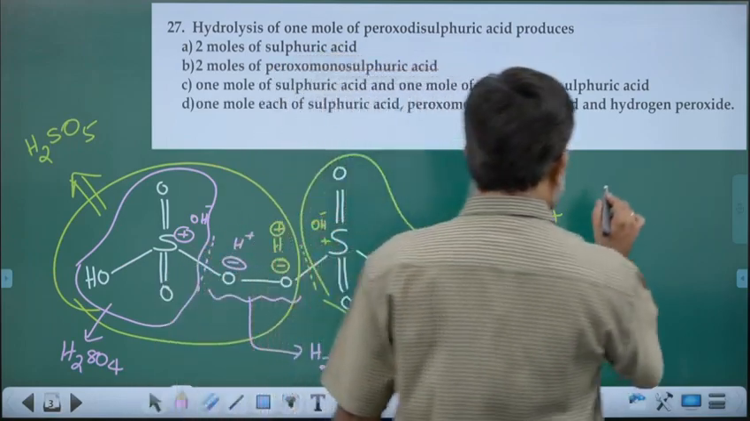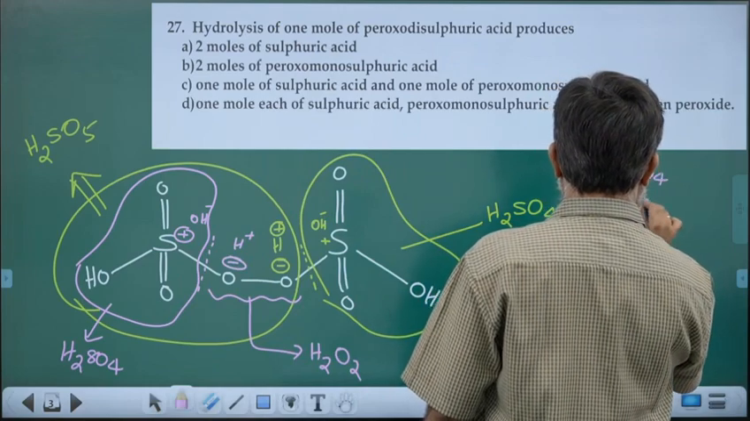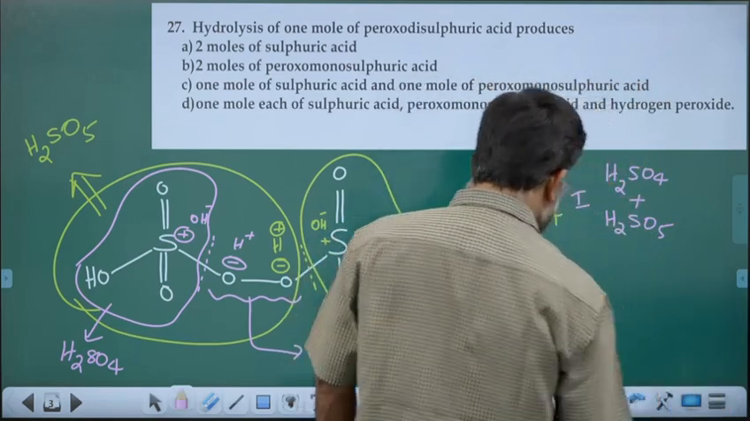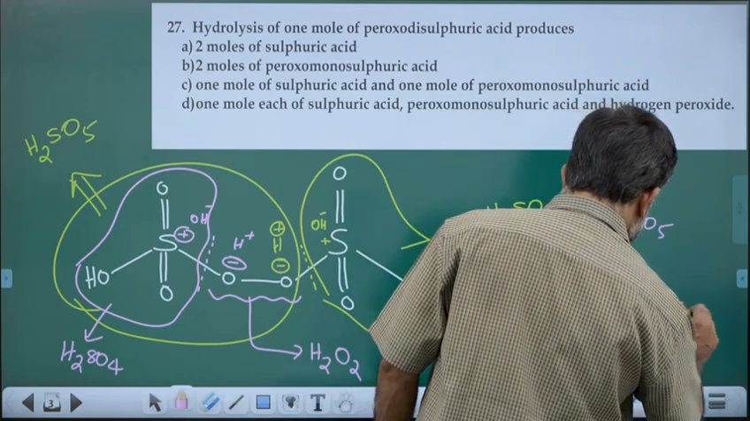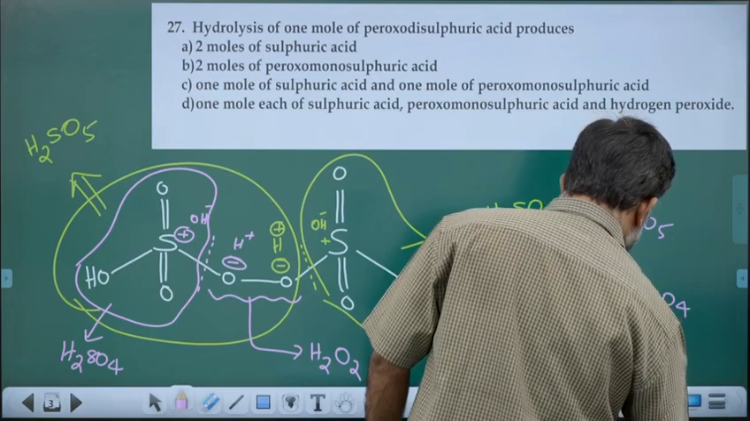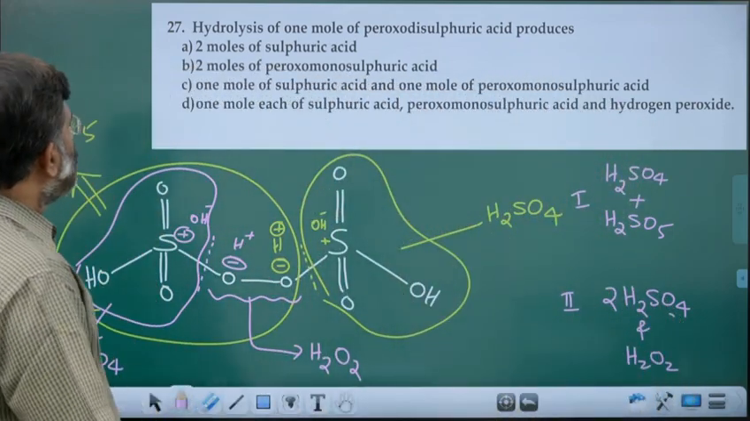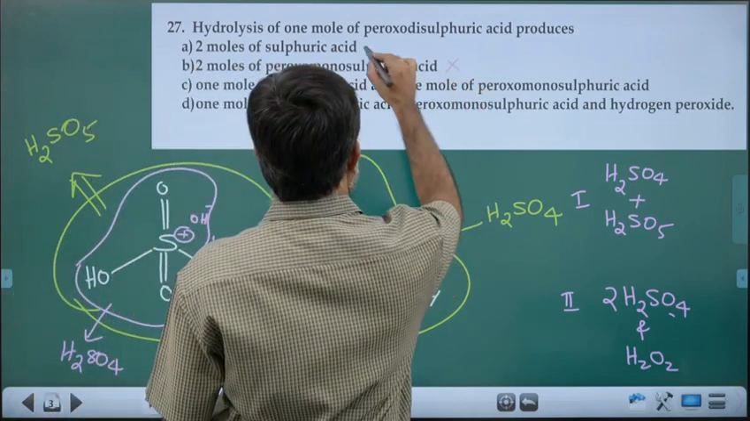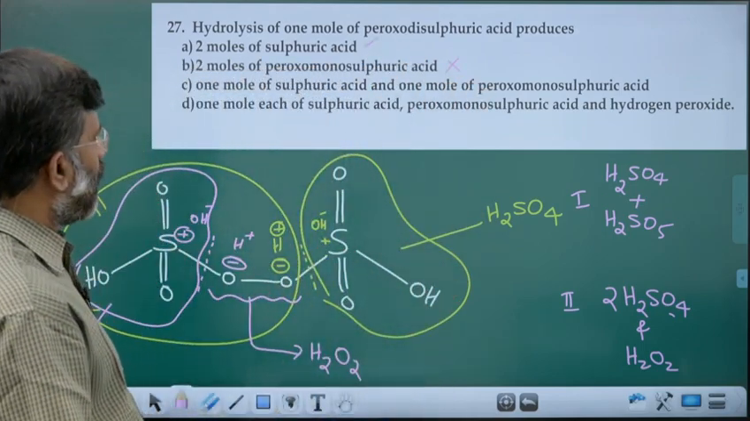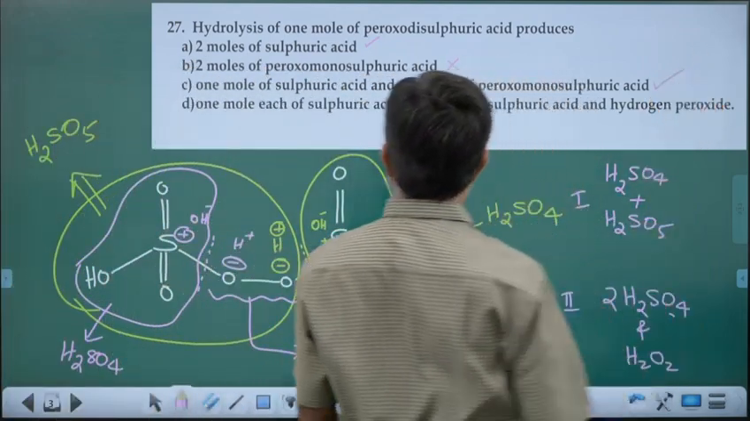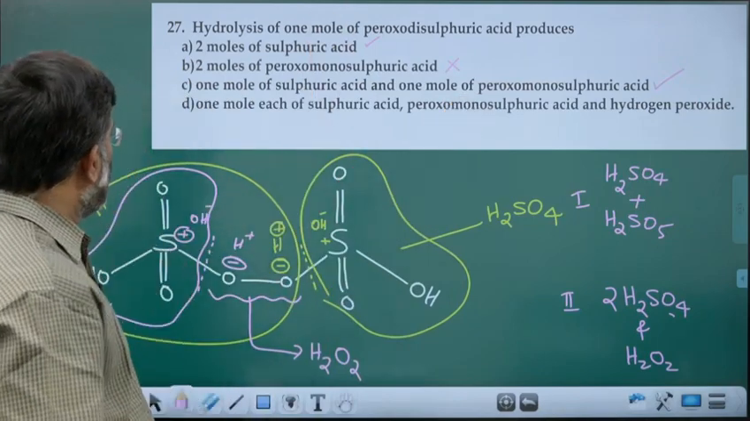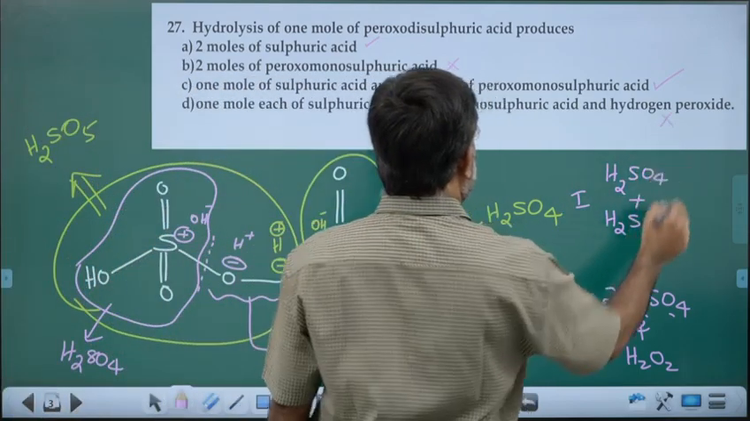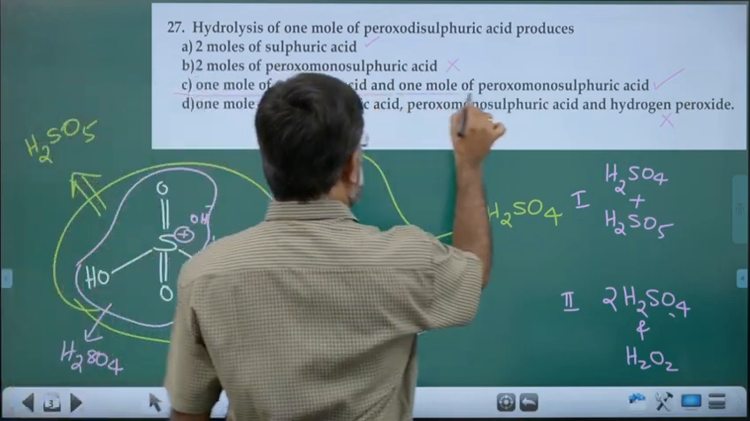Half hydrolysis: you get 1 mole sulfuric acid and 1 mole H2SO5. This is one chance. Second chance is complete hydrolysis: you get 2 mole sulfuric acid and 1 mole H2O2. These are the possibilities. 2 mole sulfuric acid and 2 mole peroxomonosulfuric acid, this is wrong. 1 mole sulfuric acid and 1 mole peroxomonosulfuric acid, this can be. 1 mole each of sulfuric acid, peroxomonosulfuric acid and hydrogen peroxide, no, that cannot be.